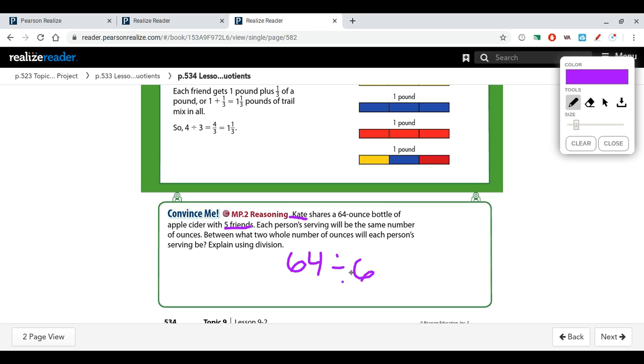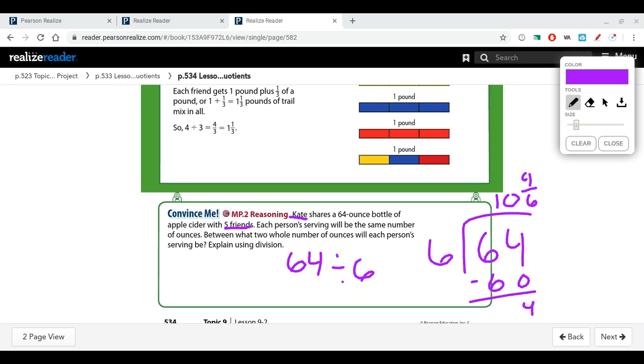Explain using division. So what I would do is I would go ahead and show, because it says between what serving of ounces, I'm going to go ahead and just divide this out so I can see what I get. So I'm going to do 64 divided by 6. 6 goes into 64 10 times. That gives me 60. I'm going to subtract. I have 4 left over. I don't have anything else to bring down. And because we're writing it as a fraction, I have 10 and 4/6 ounces, or 10 and 2/3.